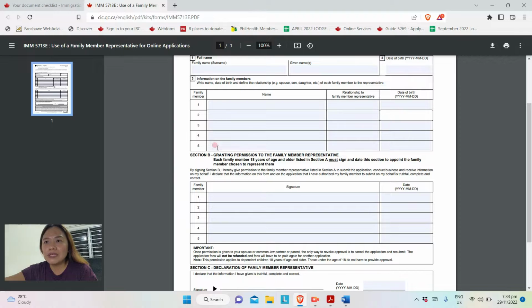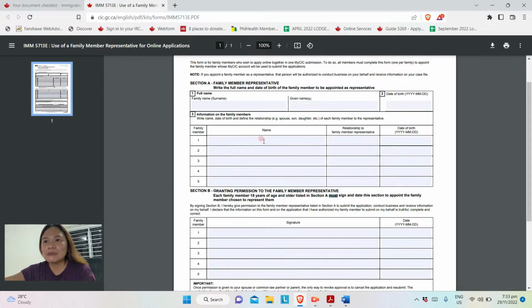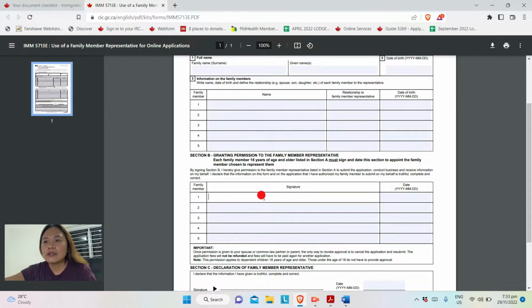Okay, for section B, granting permission to the family member representative. Each family member who is 18 years and above must sign and put the date. So in this scenario, I only have my spouse and my child, my son at 7 years old. So who will sign here? Okay, of course, only my spouse. The child doesn't need to sign. So your husband or your spouse will sign here and then put the date here.